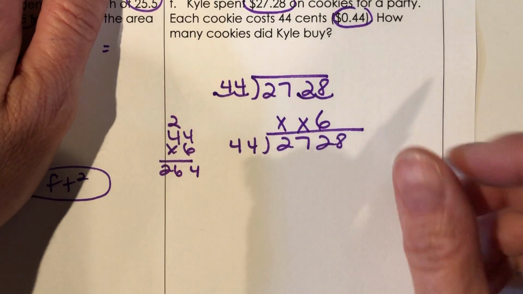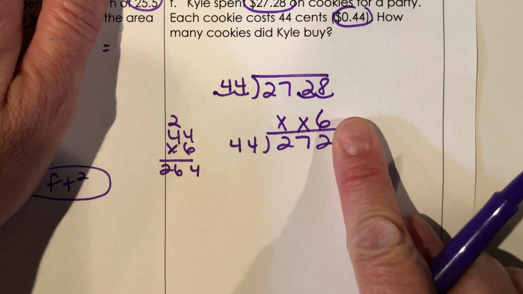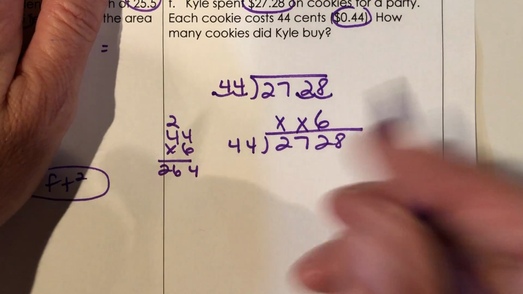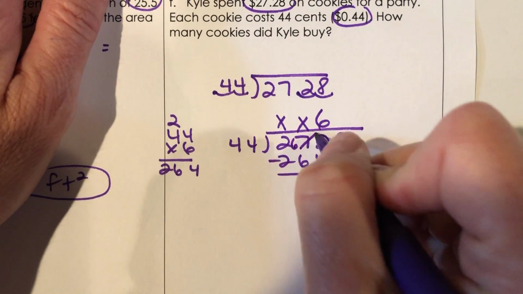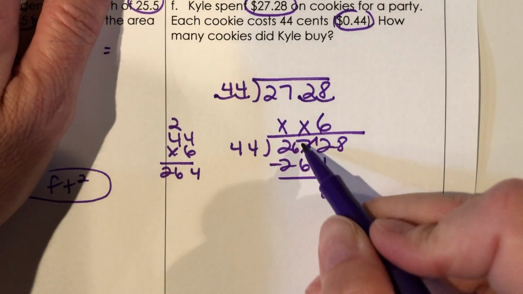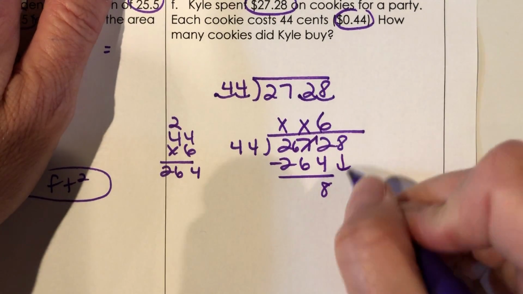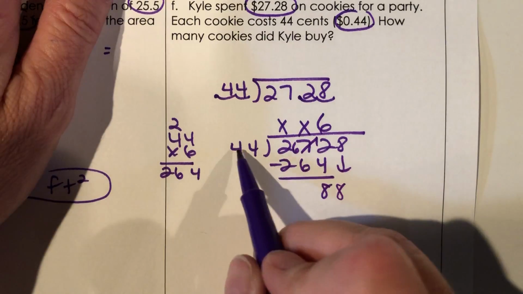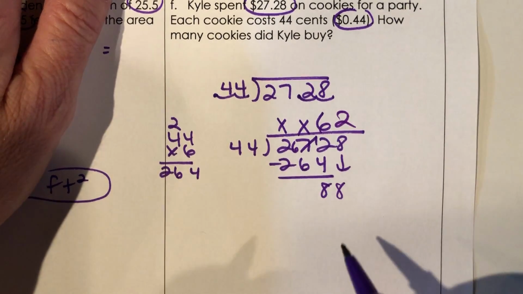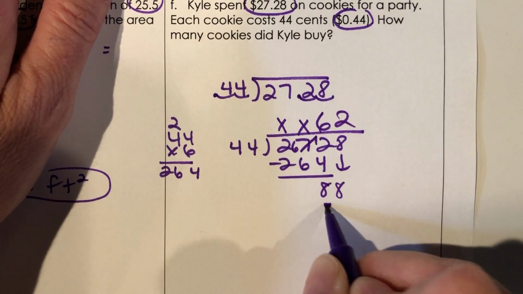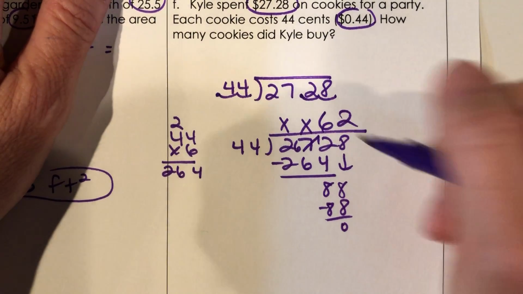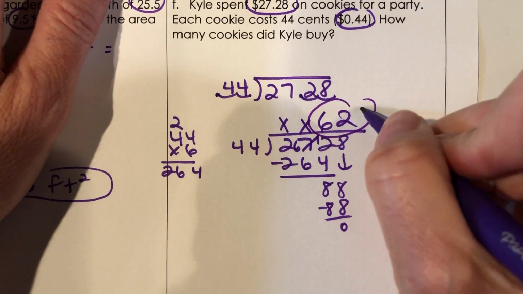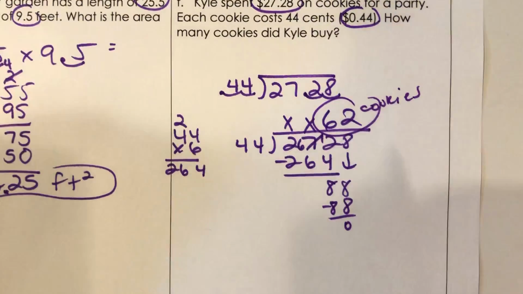And I have 264. That 264 needs to go underneath the 272 because that's what we just divided into. Make sure it's lined up correctly. And we subtract. I borrow, and 12 minus 4 is 8, and 0, 0. Drop down this 8, because it was so lonely up there, and 44 will go into 88 twice. In fact, 44 times 2 is exactly 88. Whoa, pardon me. So our answer here, there's no more digits to drop. 62 cookies. What a guy. He bought 62 cookies for his party.